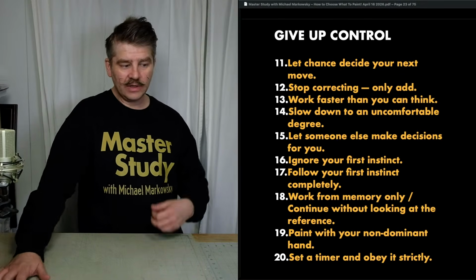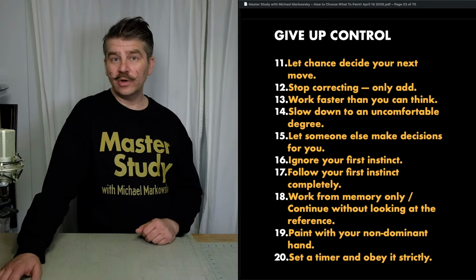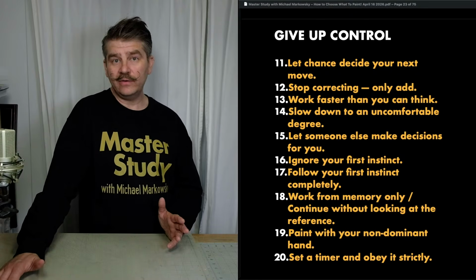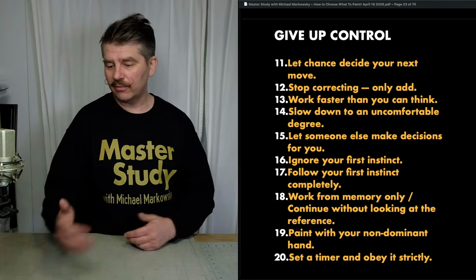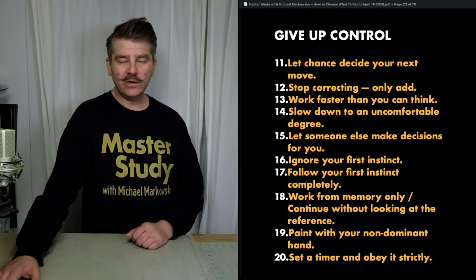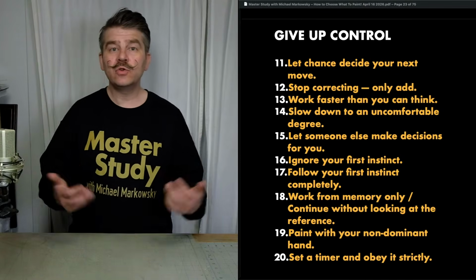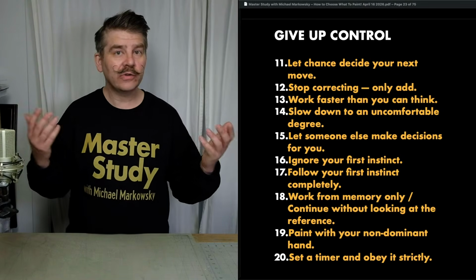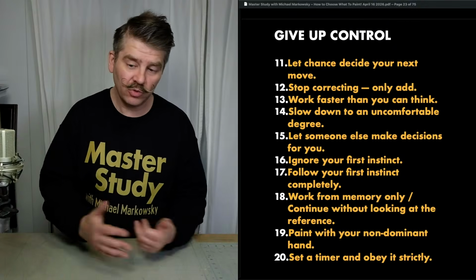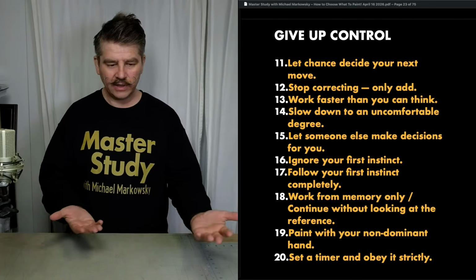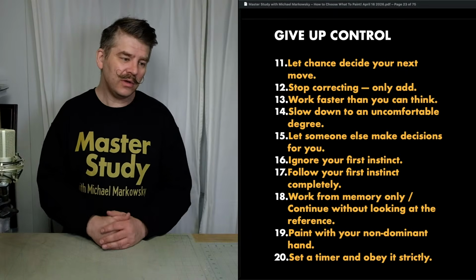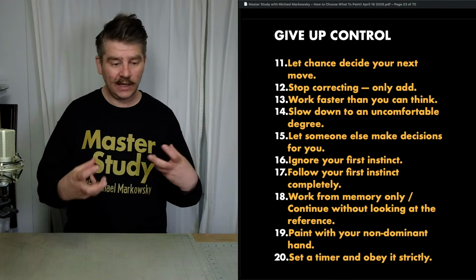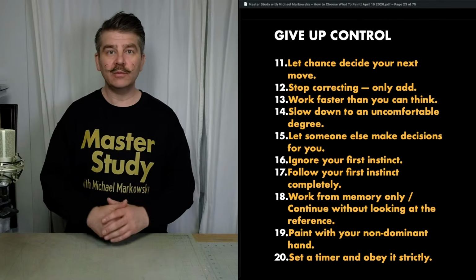Number 15 is let someone else make decisions for you. This is very easy to do. Maybe you call up a friend or text them, and you give them two options. They could also be in the same room with you, and you say, which one do you like better? Which direction do you think I should go in? And that friend will be like, I don't know, what do you think? It's like, no, I'm asking you because I need help. Just give me a random thing.